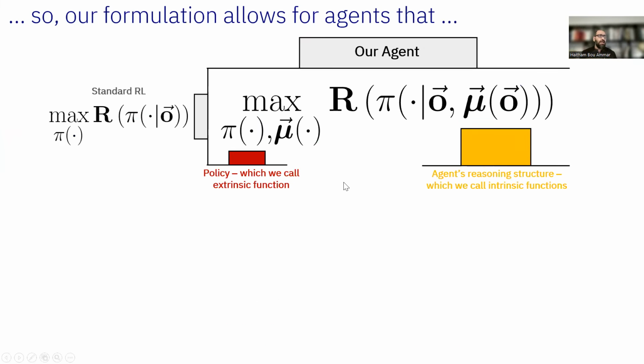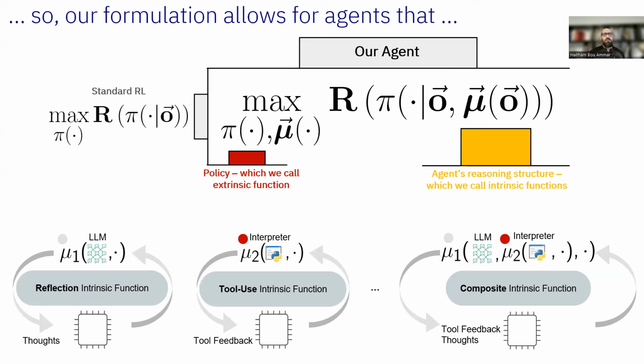So I talked a bit about those intrinsic functions, but what do I actually mean? Here I give you a couple of examples. One intrinsic function could be mu1, a reflection intrinsic function. This intrinsic function mu1 will take a large language model and the current memory. It will do a certain reflection step, just like a reflect of an LLM, and then it will change the memory state to a new memory state.